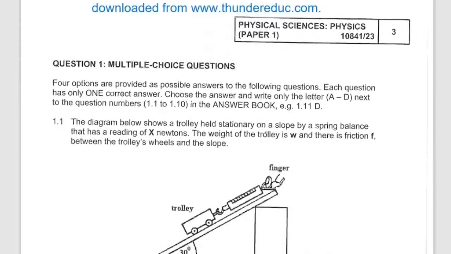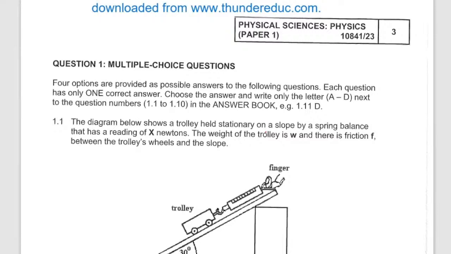Question 1, they're telling us four options are provided as possible answers to the following questions. And each question has just one answer. Here we must choose one and then indicate what we have.